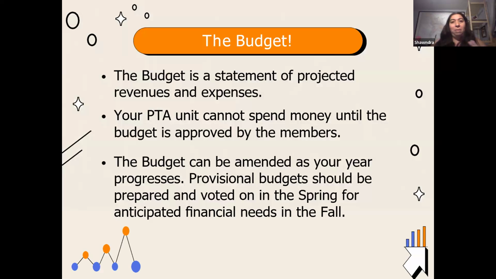There's a lot of times events can happen at the beginning of the school year, but maybe you haven't had a PTA meeting yet. If your PTA has not approved a budget for that school year, no money can be spent. So sometimes it's good for you to possibly vote on the budgets' anticipated financial needs in the fall and in the spring. Now you can modify and amend your budgets as you progress, but that's a good way to help make sure you bridge that gap.